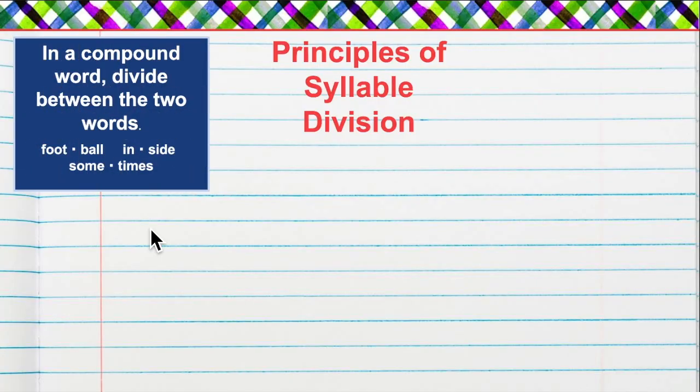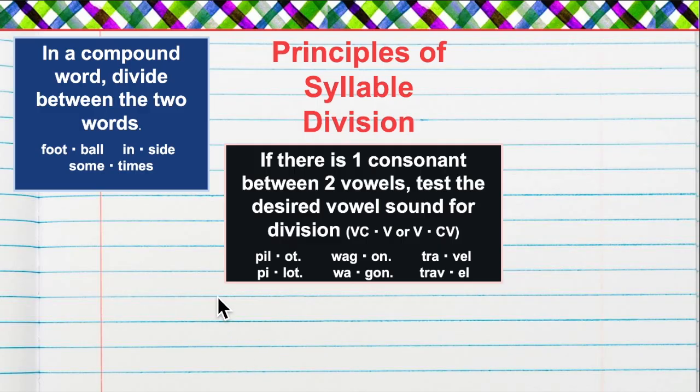So in a compound word, you are going to divide between the two words. Football is foot and ball. That's where our syllable comes naturally. In a word where you have one consonant sitting between two vowels, you can either go before the consonant or after the consonant, depending on the desired vowel sound. So if you split it before the consonant, you now create an open syllable. Your vowel should be long. If you divide it after the consonant, you've created a closed syllable and your vowel will be short.